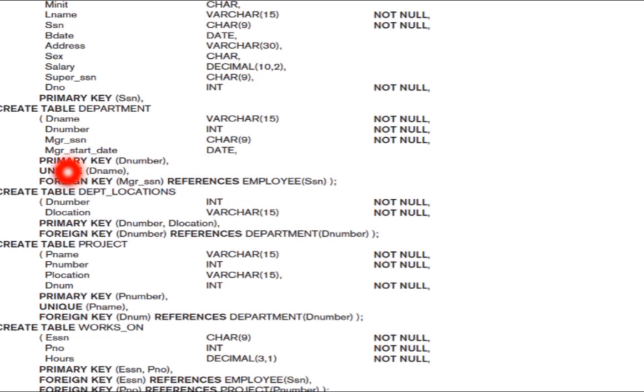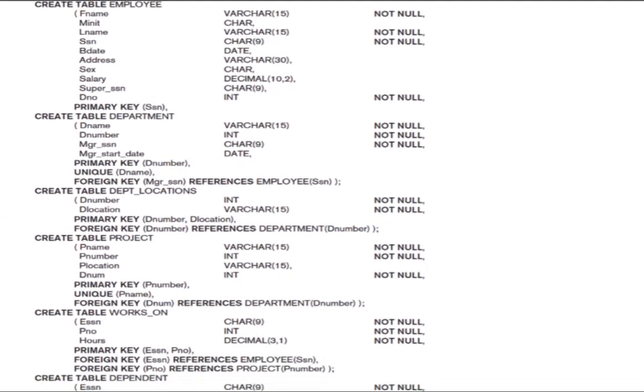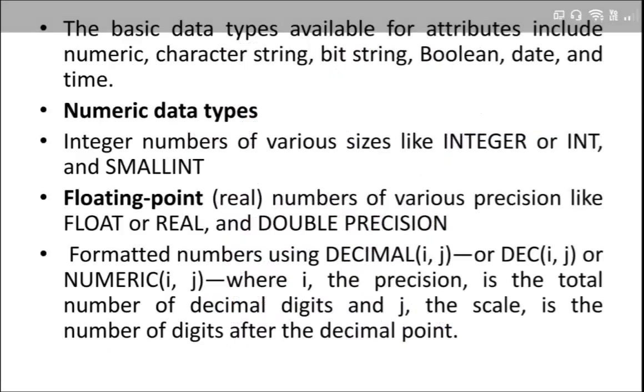Also you are specifying other constraints such as unique. The name you are giving to the department should be unique, that is each and every department name should be different. No name should be repeated. You can see, I can use primary key and foreign key constraints, that is the entity integrity constraint and the referential integrity constraint, while creating the table also.